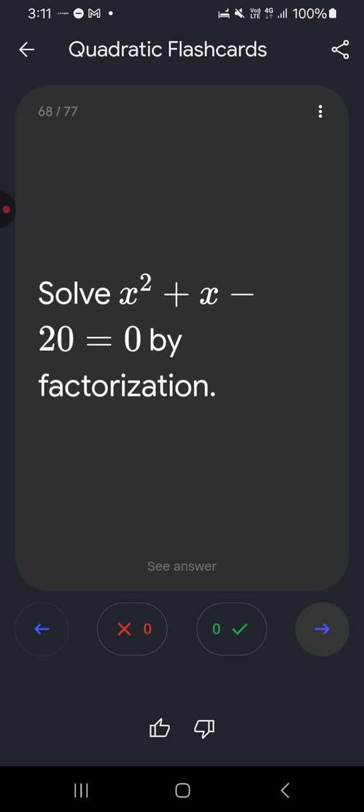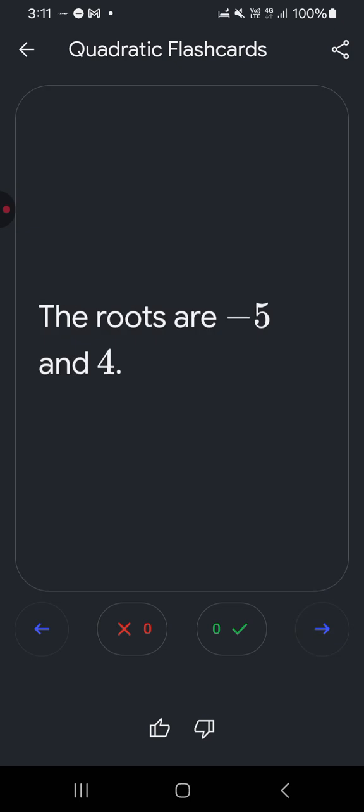Solve x square plus x minus 20 is equal to 0 by factorization. The roots are -5 and 4.